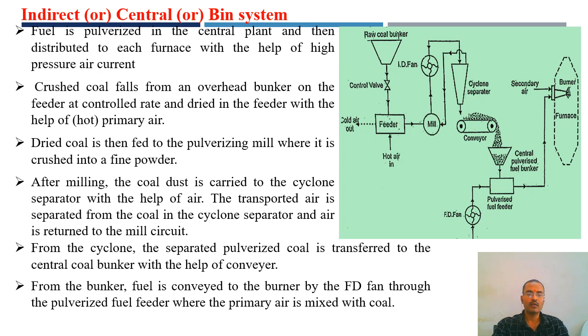After milling, the coal dust is carried to the cyclone separator with the help of air. The transport air is separated from the coal in the cyclone separator and the air is returned to the mill circuit. From the cyclone, the separated pulverized coal is transferred to the central coal bunker with the help of a conveyor. From the bunker, fuel is conveyed to the burner by a forced draft fan through the pulverized fuel feeder, where the primary air is mixed with coal.